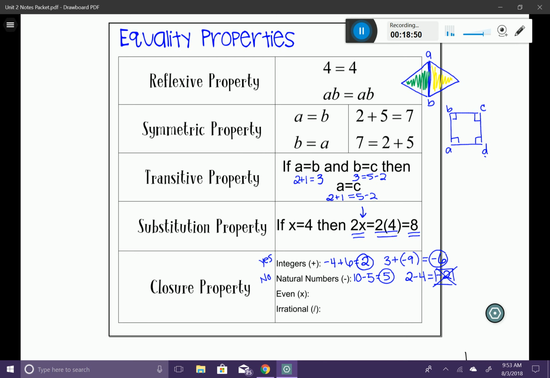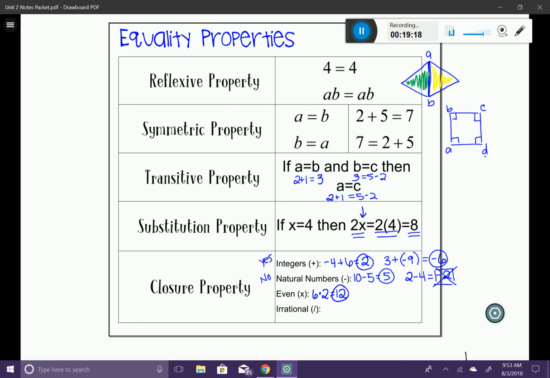Okay, let's look at some even numbers. And it says even numbers and multiplication. So let's pick 6 and 2. So 6 times 2 is 12. Do you notice how 6 and 2 are both even? So that means I also want to get an even number at the end, which I did. Therefore, in this example, you can see that even numbers are closed under the operation of multiplication.